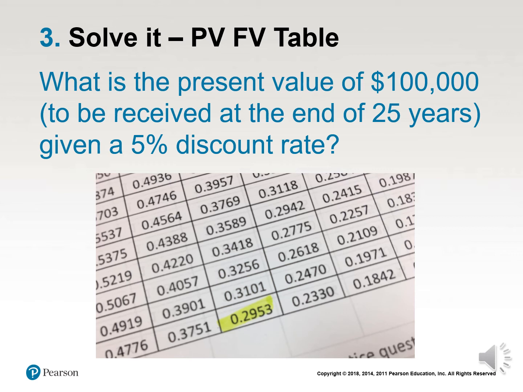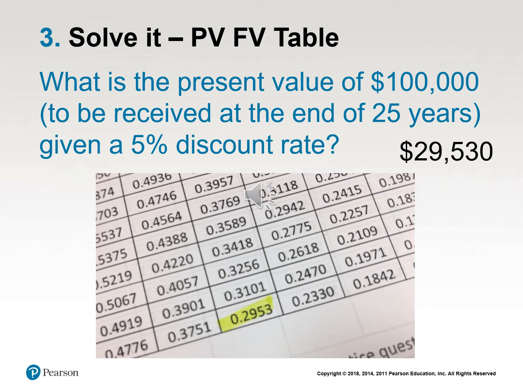And you'll find that that multiplier is 0.2953. I want you to notice that when we are calculating a present value using the tables, our multiplier is less than 1. When we were calculating a future value, the multiplier was more than 1. And that makes sense because we're trying to calculate a present value which will be less than our future value.